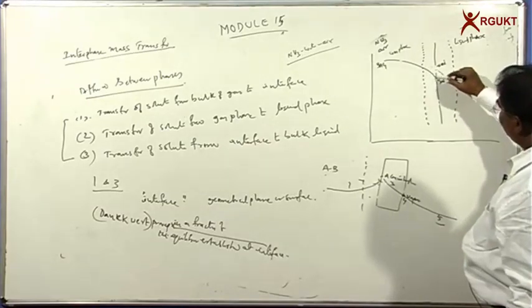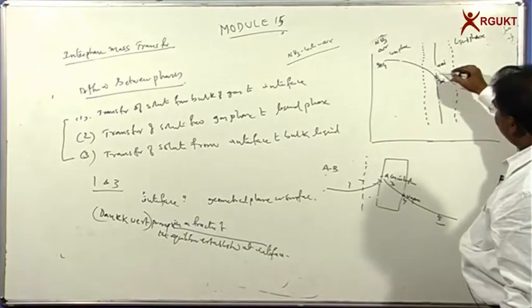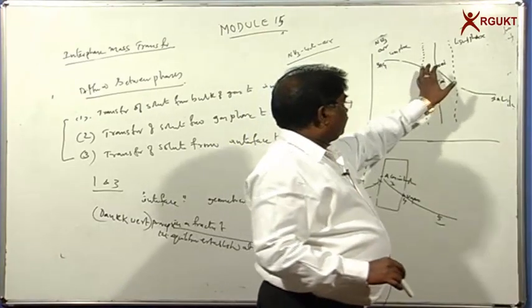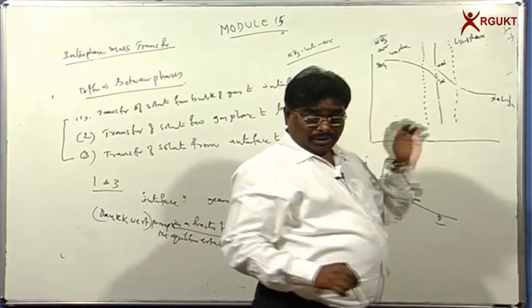So even though this concentration is higher than this concentration, the chemical potential is equal, and the transfer is taking place at the interface, because the chemical potentials are equal. So one should not be worried about this point here.